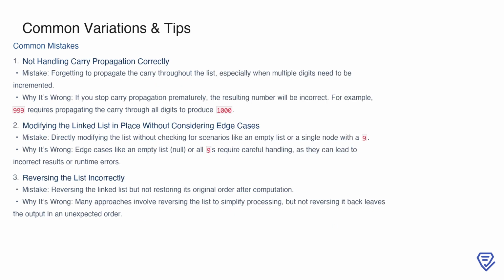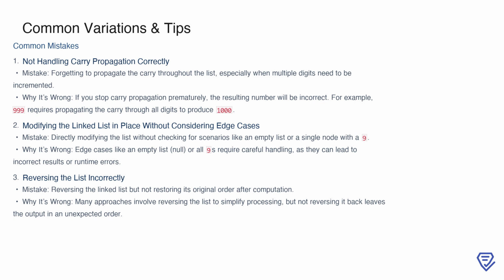When solving the +1 linked list problem, there are several common mistakes to watch out for. First, not handling carry propagation correctly is a frequent issue. For example, consider the linked list representation of the number 999. If you forget to propagate the carry through all the nodes, you might end up with an incorrect result like 900 instead of the correct 1000. This mistake highlights the importance of ensuring that the carry is propagated all the way to the most significant digit.